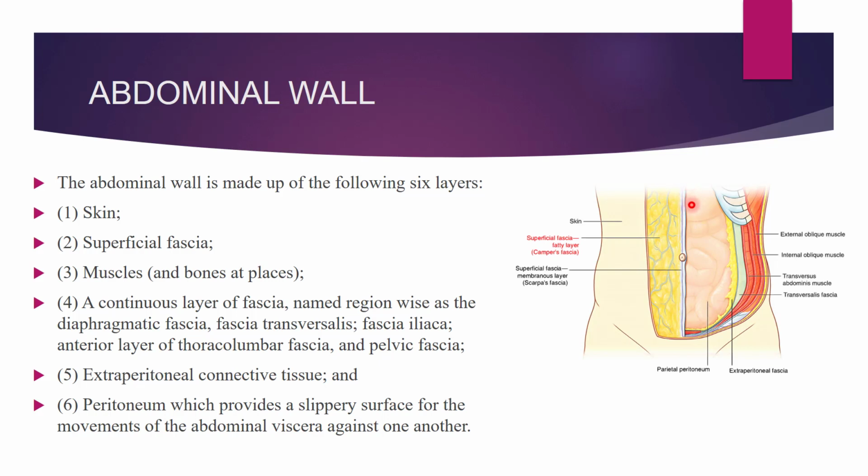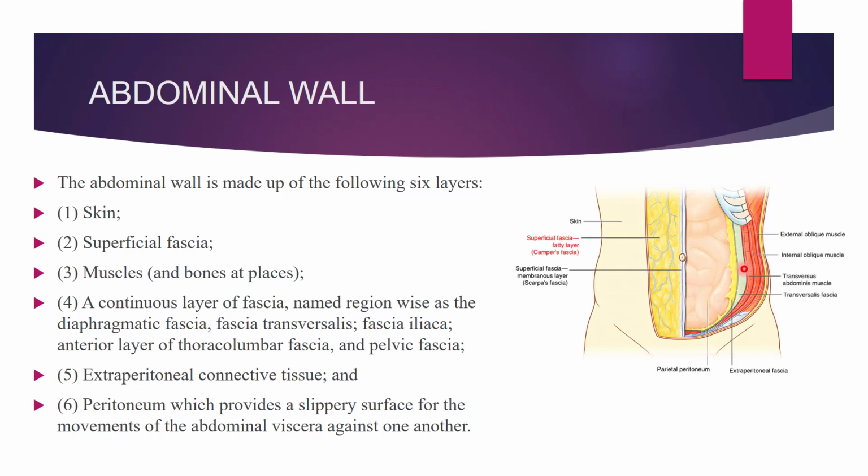Then there are many muscles. See here, when we remove the superficial fascia, there are many muscles: the external oblique muscle, internal oblique muscle, transversus abdominis muscle, and there is rectus abdominis also. Then there is a continuous layer of fascia which is named region-wise. For example, in the region of the diaphragm, it will be diaphragmatic fascia. In the region of the lower part of the abdomen, this will be transversalis fascia, and there is fascia iliaca, thoracolumbar fascia and the pelvic fascia.